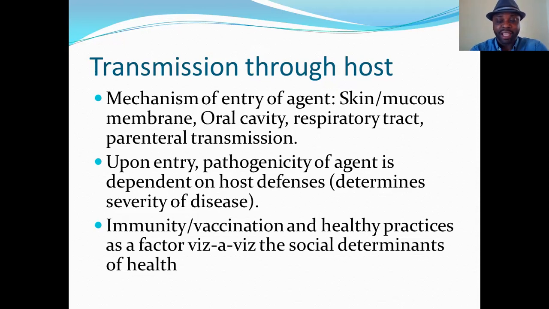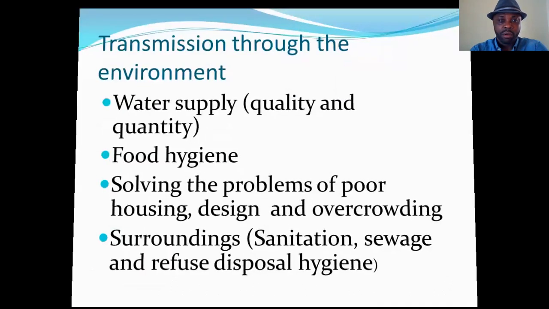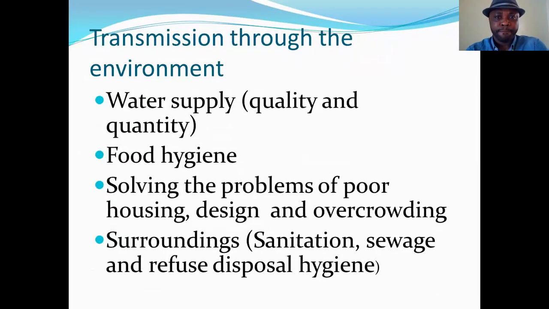The income you get helps you to make the right choices in terms of your spending capacity in what is good for your health. The neighborhood determines the environment where you live, a healthy environment. So all these factors play a role in prevention and control of communicable diseases. Then transmission through the environment, the water supply.